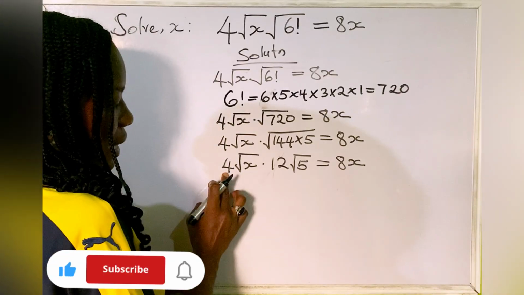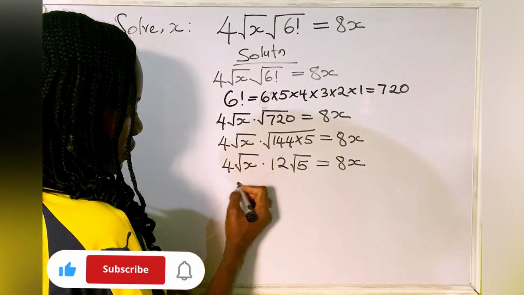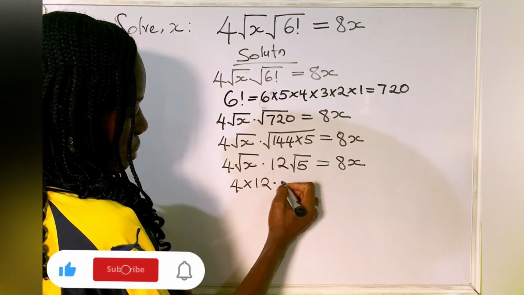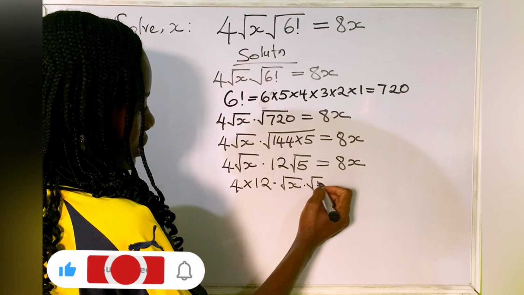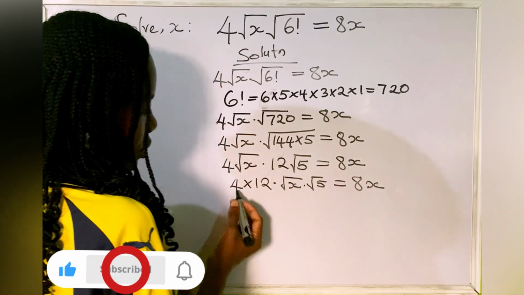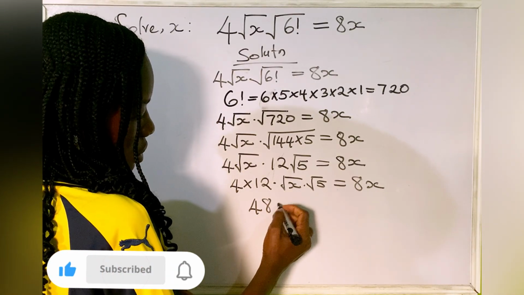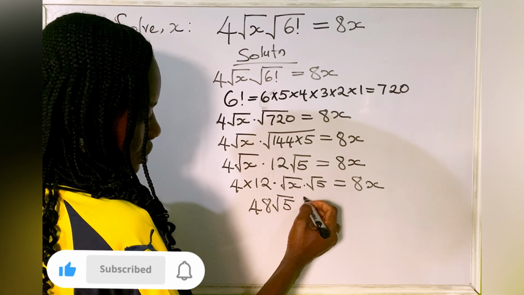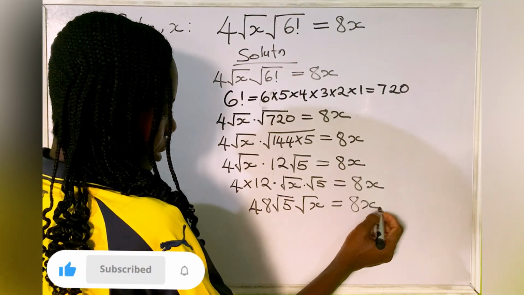So let's multiply these two constants together. We have 4 multiplied by 12 multiplied by root x and multiplied by root 5. Okay, that is equal to 8x. 4 multiplied by 12 is 48. Now we have 48 root 5 root x is equal to 8x.